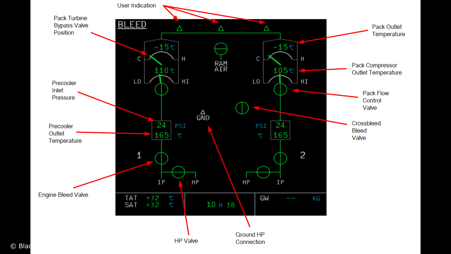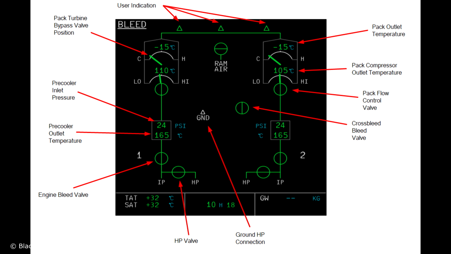Next in line, you can see the so-called pack turbine bypass valve position. Again, this is within the pack system. That is just an indication between C, which stands for cold, and H, which stands for hot, so the valve is fully open at H. And then above that valve indication, you have the pack outlet temperature. So as you can see here, the bleed SD page actually also shows some information regarding the pack system.